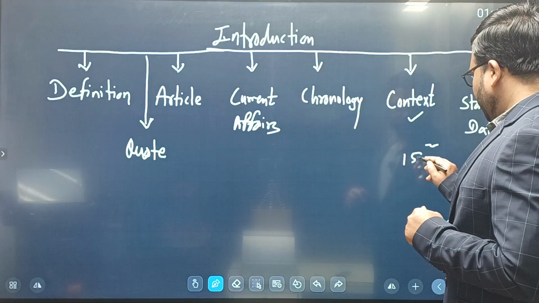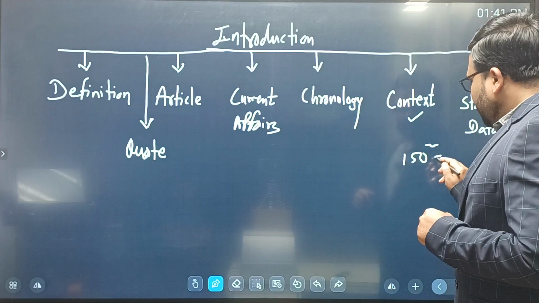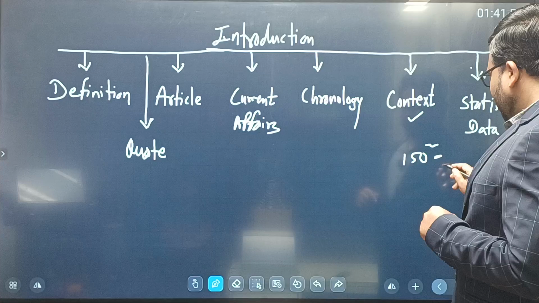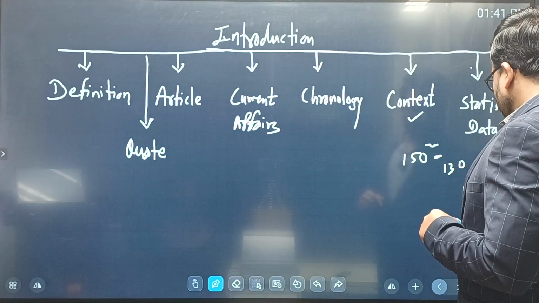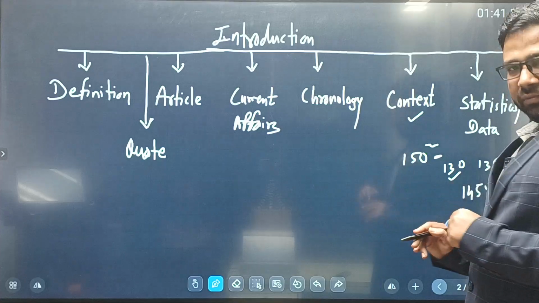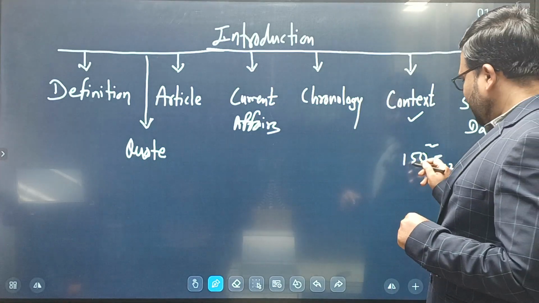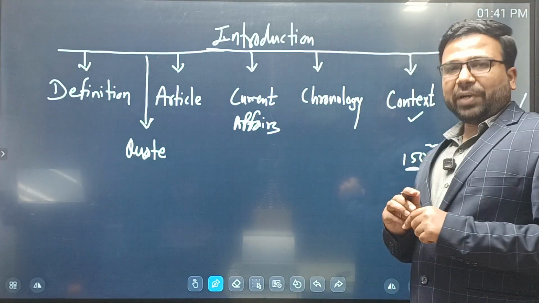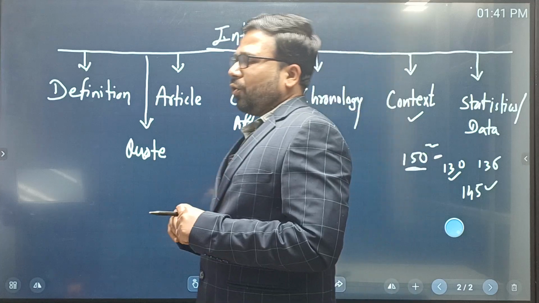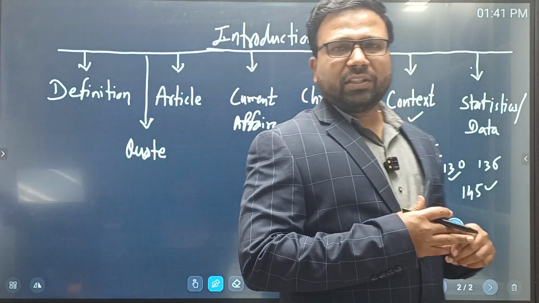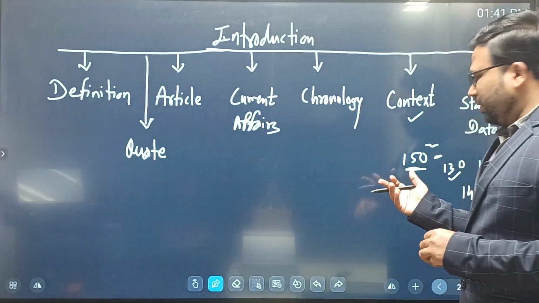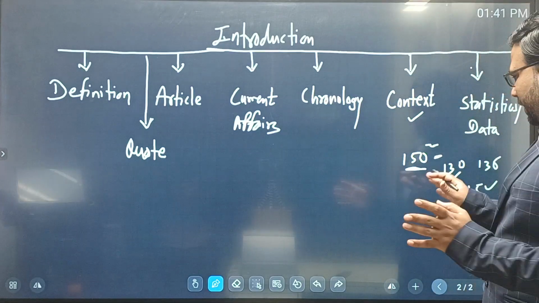When UPSC says 150 words answer, this is the maximum. If you finish your answer by 130, 135, or 145 words, that is excellent, because if you cross the word limit, there is a penalty. When you cross the word limit by 5, 10, or 15 words, it is generally okay and is adjusted in that context.